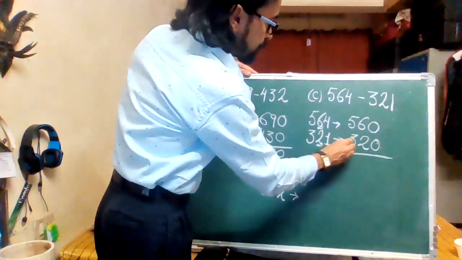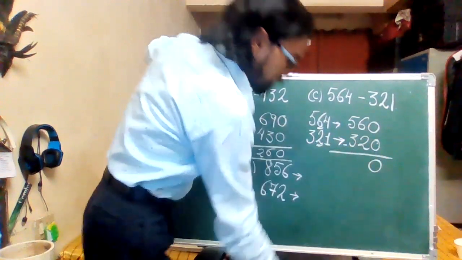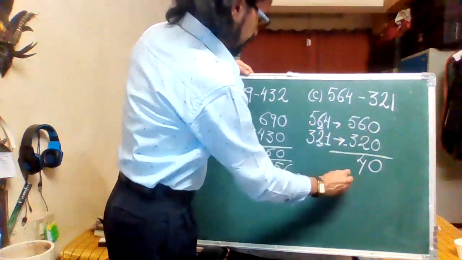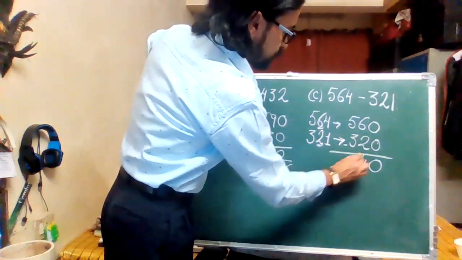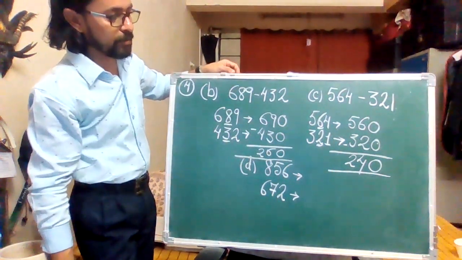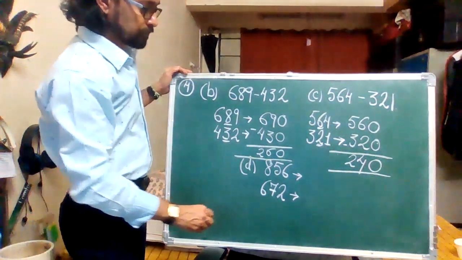Now I subtract. Remember, you're subtracting. 0 take away 0 is 0. 6 take away 2 is 4. And 5 take away 3 is 2. So my answer, 240. Let's come to the next sum.